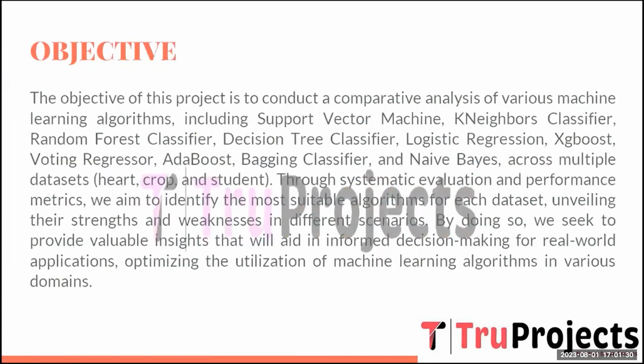The objective of this project is to conduct an in-depth comparative analysis of various machine learning algorithms on the three diverse datasets: heart, crop, and student. We aim to identify the strengths and weaknesses of each algorithm in handling specific data types and scenarios. By implementing the support vector machine, KNN, random forest, decision tree, logistic regression, XGBoost, voting classifier, AdaBoost, bagging classifier, and Naive Bayes on these datasets, we will rigorously evaluate their performance metrics and predictive capabilities.